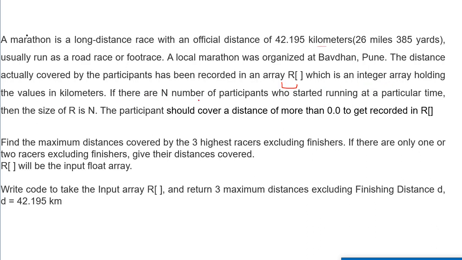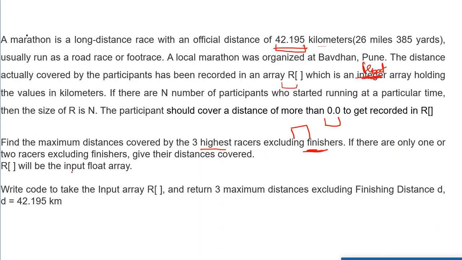Well, it should be a floating array because these values are of floating type. If there are n number of participants who started running at a particular time, then the size of R is n. The participant should cover a distance of more than 0.0 to get recorded in R. Find the maximum distances covered by the three highest racers excluding finishers. So finishers are those who cover the distance of 42.195. So we don't have to include the finishers when printing the output.